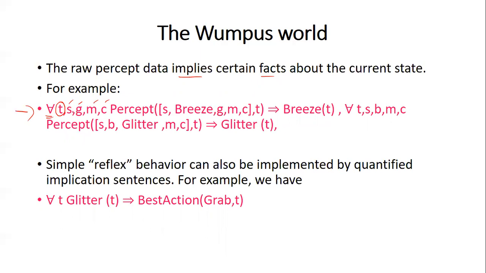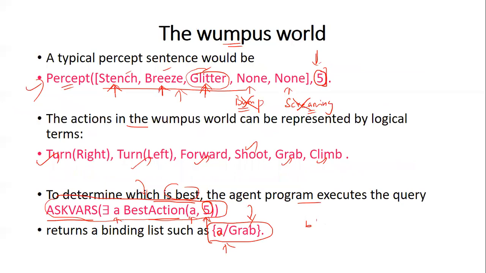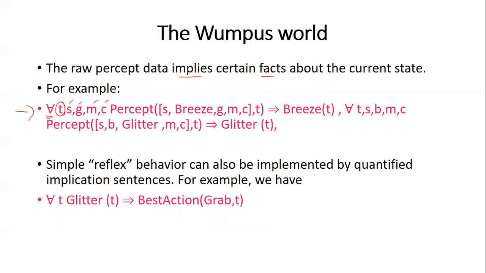S represents stench, that smell. G represents glitter. M represents, out of whatever it can sense, any one of these. Basically, it can sense all these things like stench, breeze, glitter, bump, or screaming.